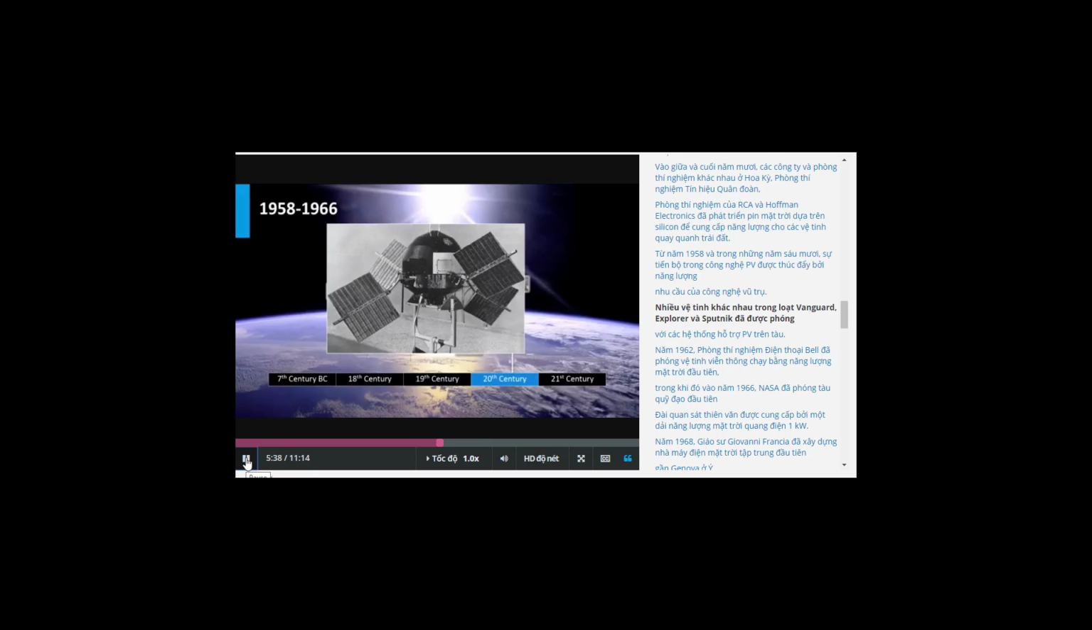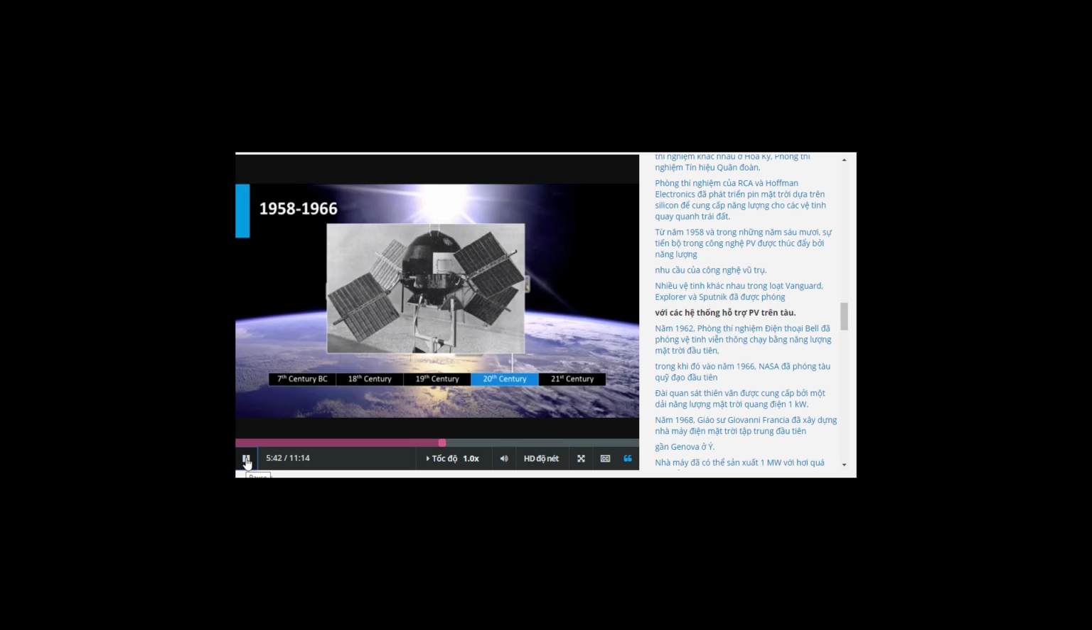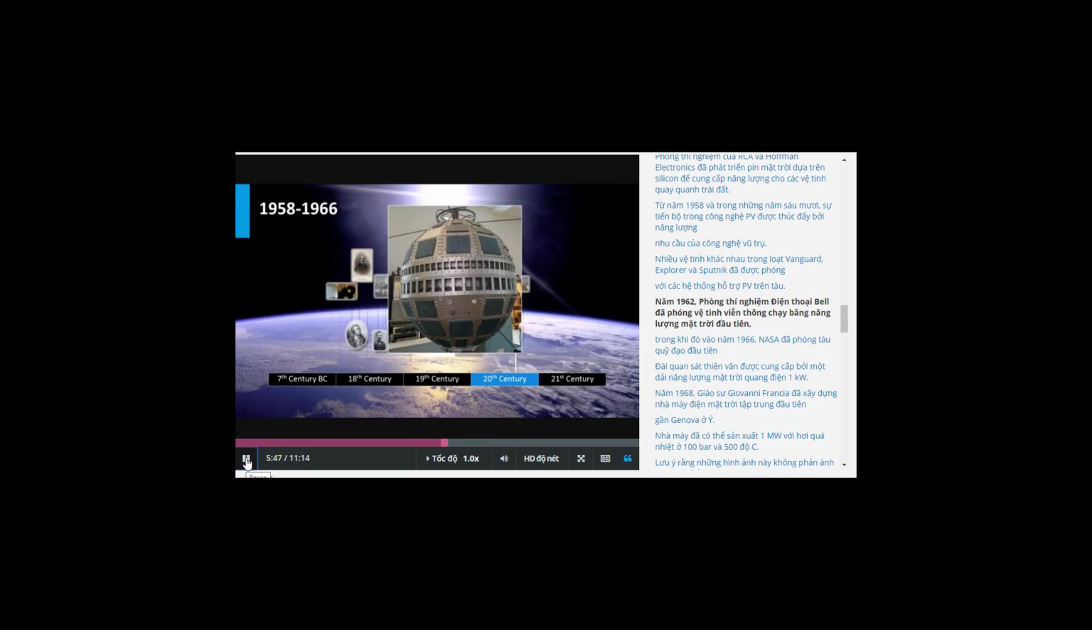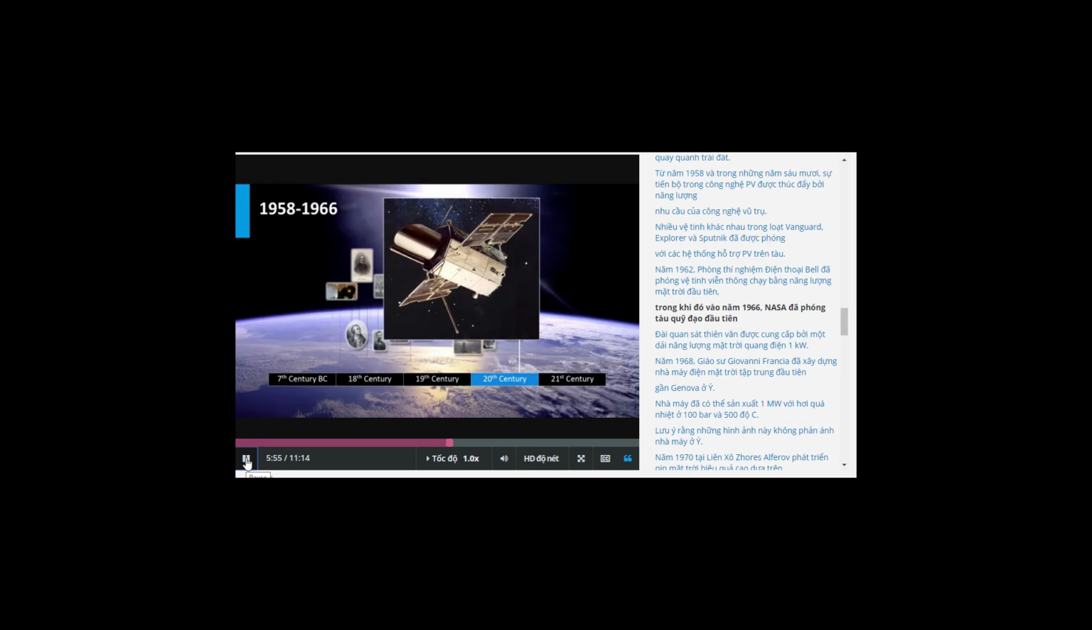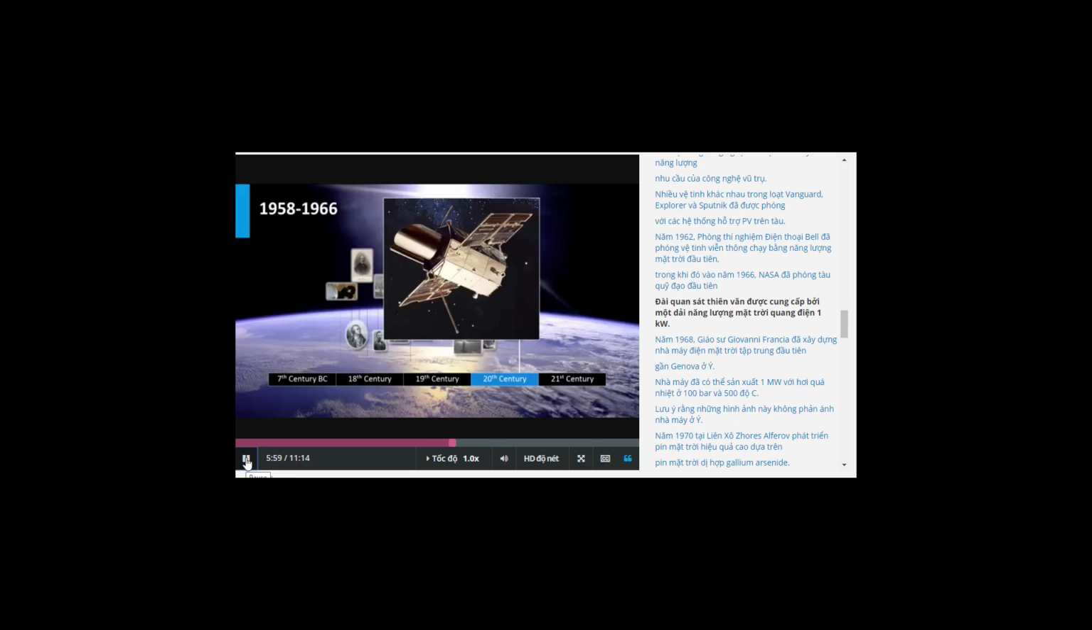Various satellites in the series Vanguard, Explorer and Sputnik were launched with PV-powered systems on board. In 1962, Bell Telephone Laboratories launched the first solar-powered telecommunications satellite, whereas in 1966, NASA launched the first orbiting astronomical observatory powered by a 1 kilowatt photovoltaic solar array.